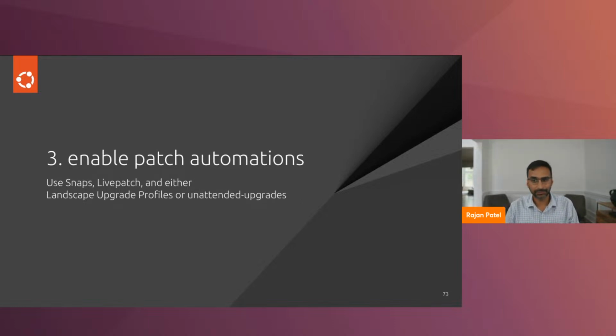And best practice number 3, enable patch automations. Enabling automations like unattended upgrades requires closer inspection of reboot configurations, since reboots are an essential component for completely applying some security patches. Enabling automations like Livepatch is a brilliant move, but without unattended upgrades or Landscape's upgrade profiles running in conjunction with Livepatch, medium and below vulnerabilities could remain unaddressed for longer than is desired.